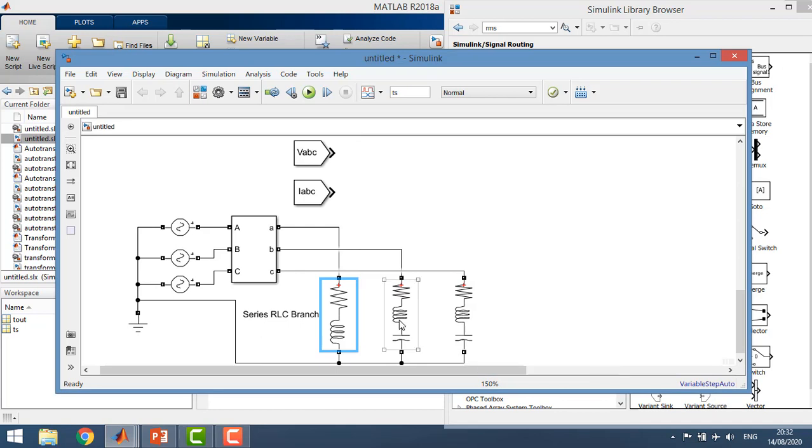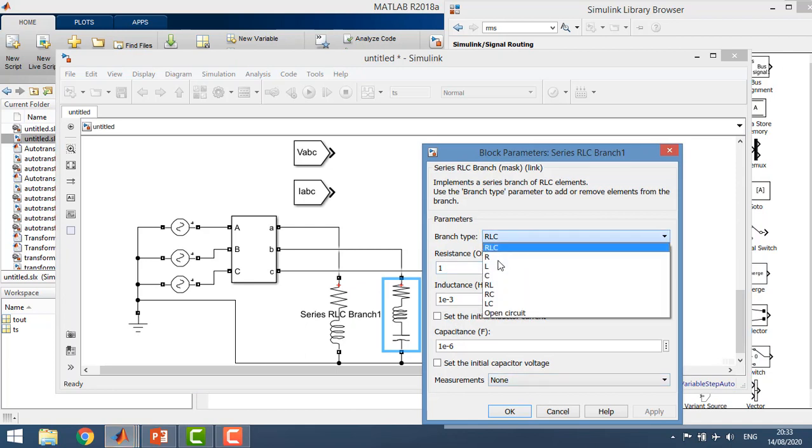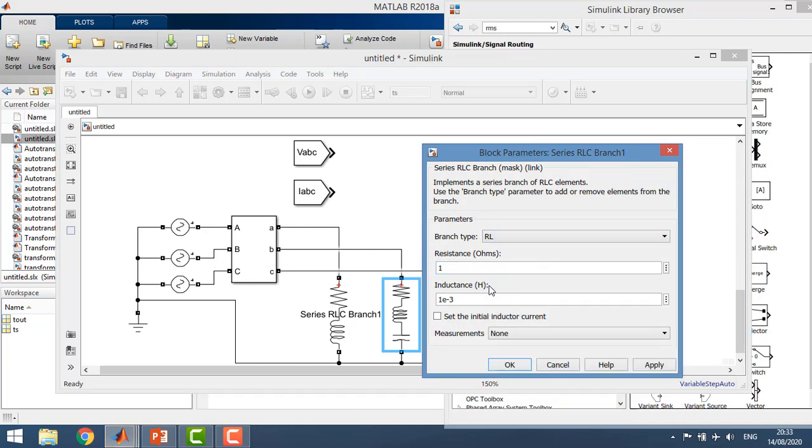With phase B, you can see that it changed, just omit the capacitance, since there is no capacitance in series with the resistance and inductance. So with phase B as well we have resistance and inductance only.